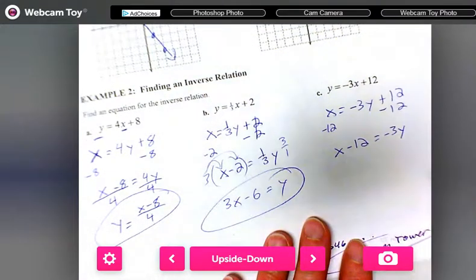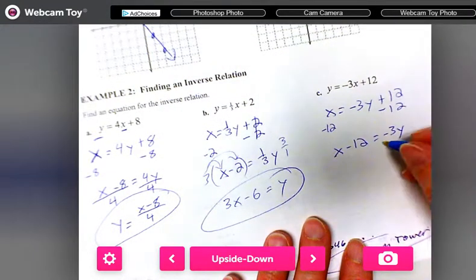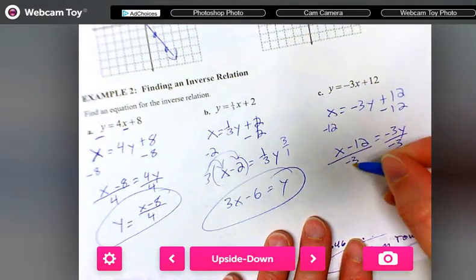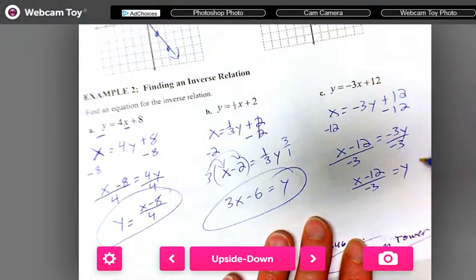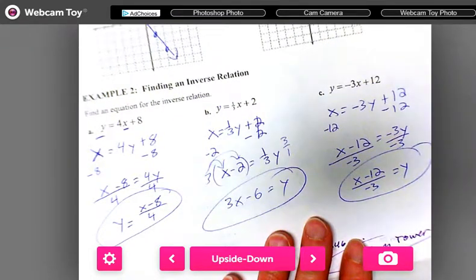What do I do now? Divide by negative 3. So (x minus 12) over negative 3 equals y. And we're done.